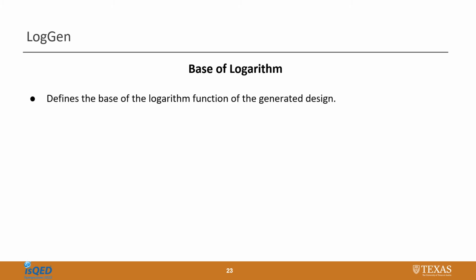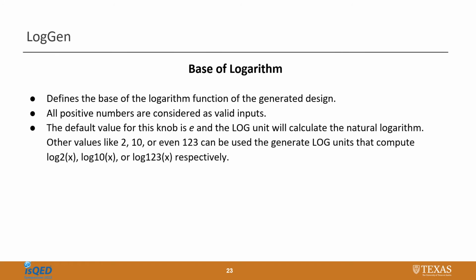This knob defines the base of the logarithm function of the generated design. The base architecture that we have allows the flexibility to create log units for any arbitrary base, as the lookup table values are pre-computed and stored for any given base. All positive numbers are considered as valid inputs. The default value of this knob is E that generates a log unit to calculate the natural logarithm. However, other values like 2 or 10 can also be used to generate log units for log to the base 2 or log to the base 10 respectively.